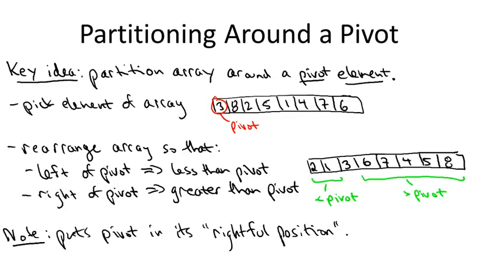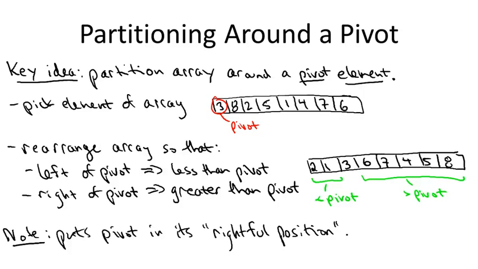So this has two steps. First, you somehow choose a pivot element. And in this video, we're not going to worry about how you choose the pivot element. For concreteness, you might just want to think about you pick the first element of the array to serve as your pivot. So in this example array, the first element happens to be 3, so we could choose 3 as the pivot element.